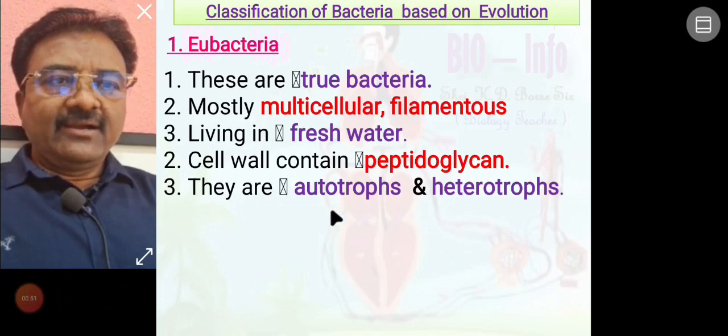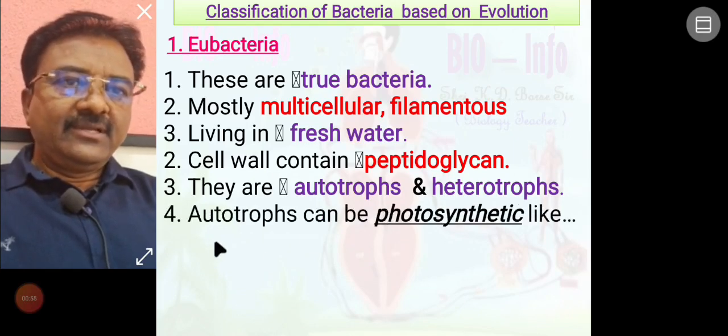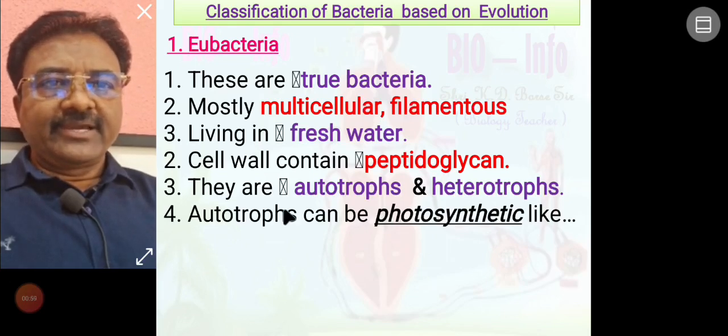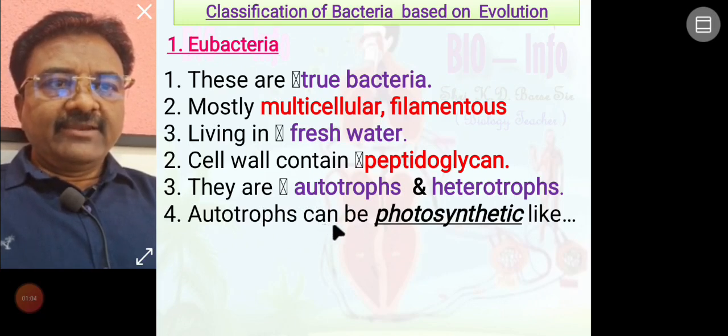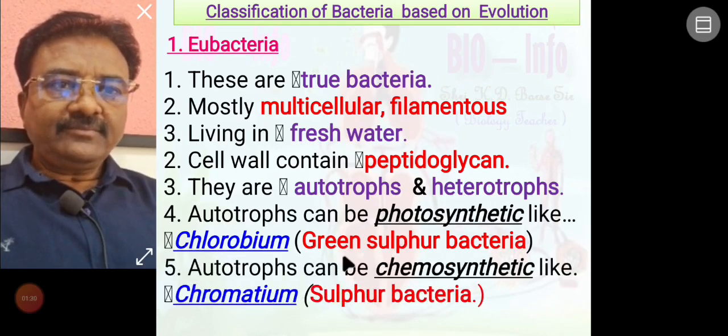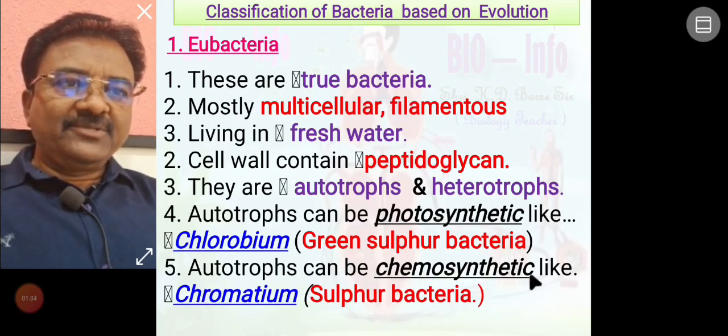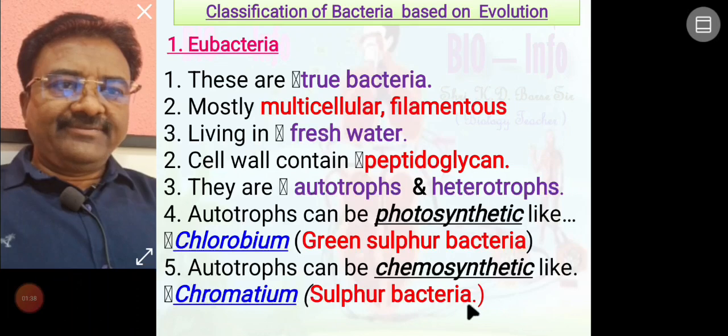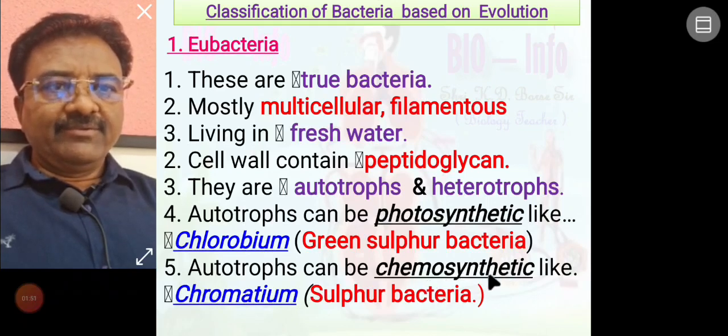Eubacteria are autotrophs and heterotrophs. Autotrophs can be photosynthetic, like chlorobium, one of the eubacteria, a photosynthetic bacteria, also called as green sulfur bacteria. Such bacteria is a photosynthetic bacteria, chlorobium autotroph. Autotroph can be chemosynthetic bacteria like chromatium, sulfur bacteria, here noted, chromatium sulfur bacteria, chemosynthetic means in presence of chemical they prepare their own food material.